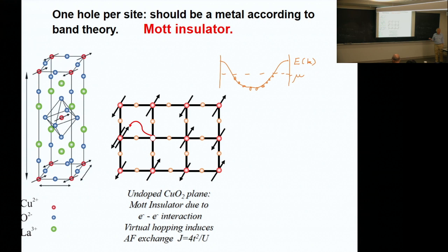When they sit still, we still have remaining degrees of freedom, which is the spin. But the charge degree of freedom is frozen. There's no gapless charge fluctuation. So we say that there's a charge gap. But there may or may not be a spin gap, because the spins are free to fluctuate, but not quite. You can see that by virtually hopping to the neighbor, you can gain an energy, which is t squared over U, just by second order perturbation theory, if the spins are anti-parallel.